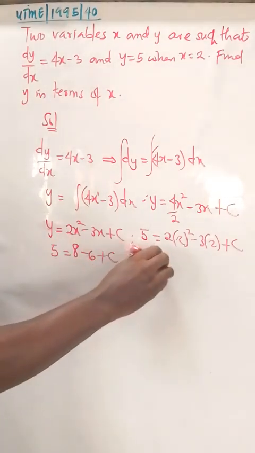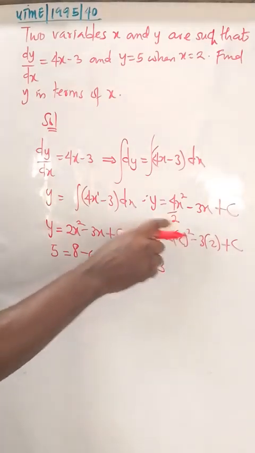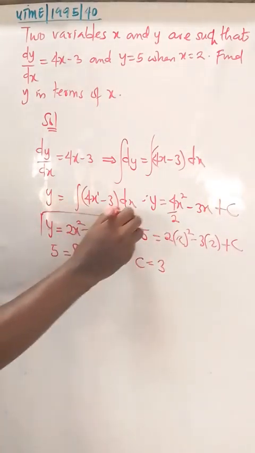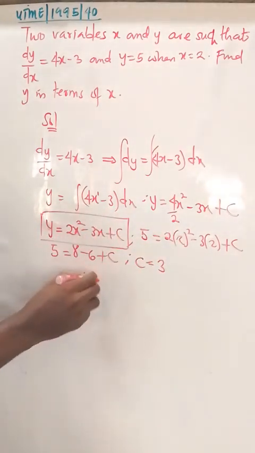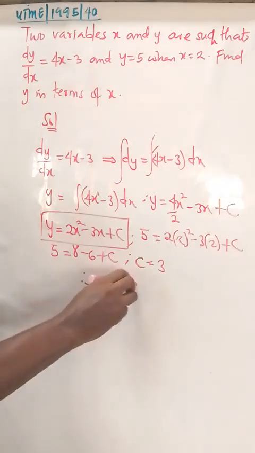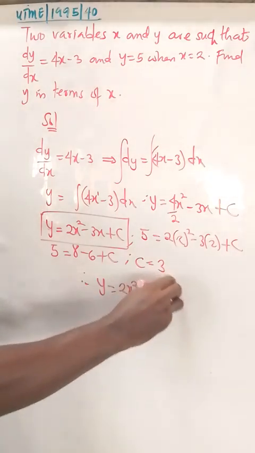So therefore, c is what? 3. Do not come back here. You come back here and replace the value of c with 3. So it means y equals 2x squared minus 3x plus 3.